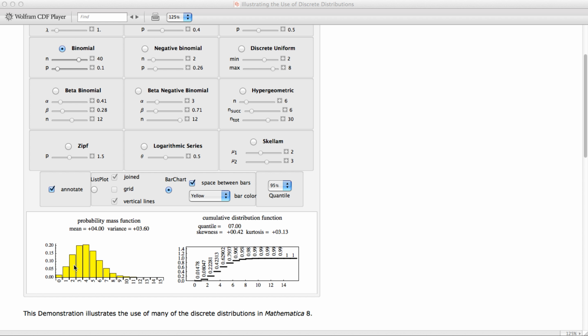This is the mass function, the density function. No, this is actually the probability of getting 3 successes if you have these parameters: 40 trials and 0.1. And this is the cumulative. If you remember, the cumulative is always going to add up to 1.